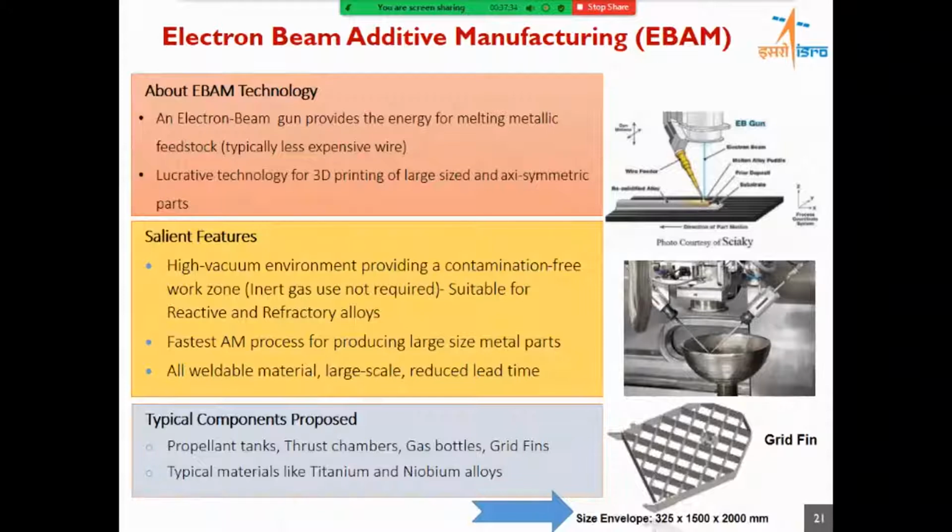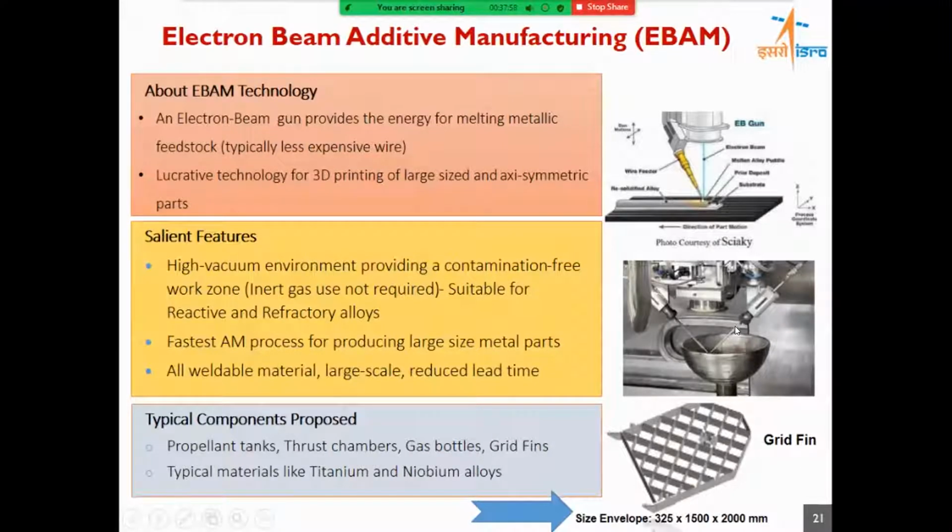And also because this is using an electron beam as a heating source, it has to operate in high vacuum. So this technique is mainly suitable for either refractory or reactive alloys, such as titanium alloys and niobium alloys. And of course, as I mentioned, this is the fastest additive manufacturing technique available currently.